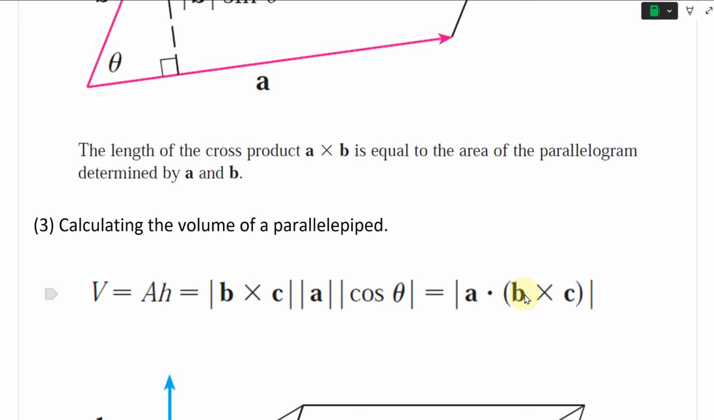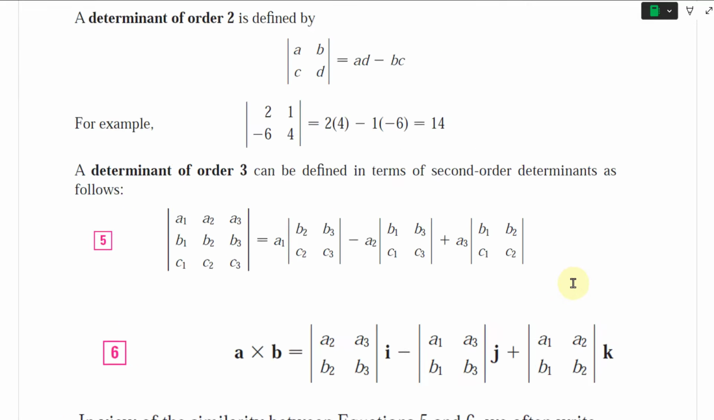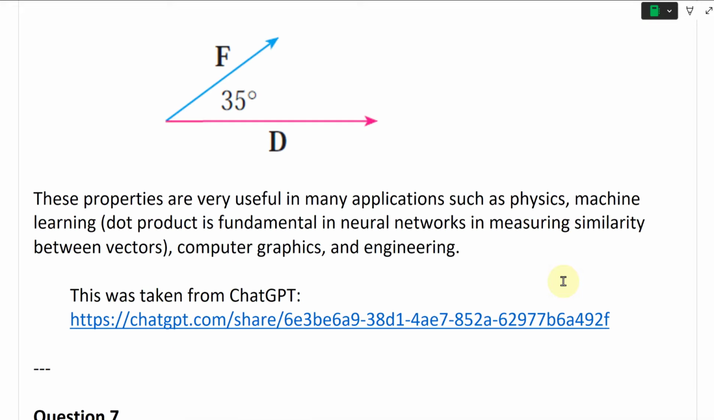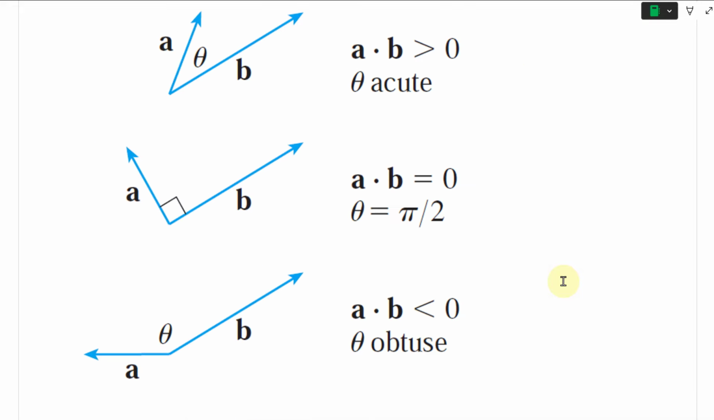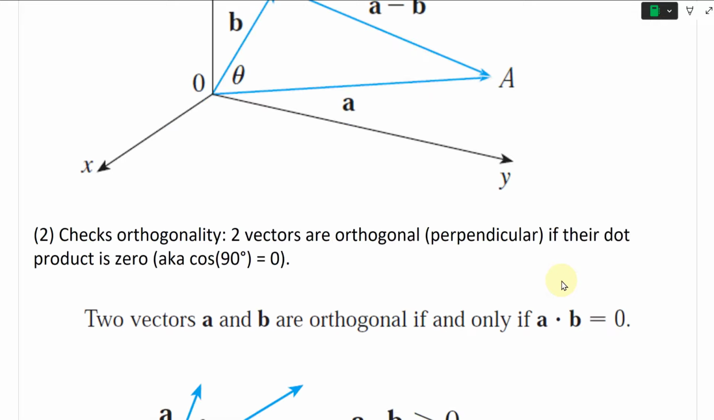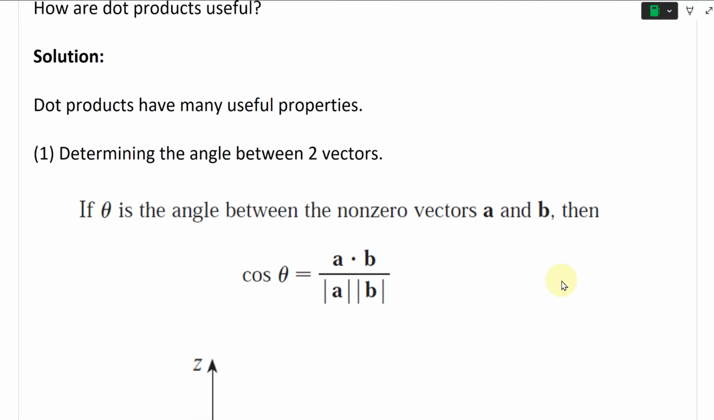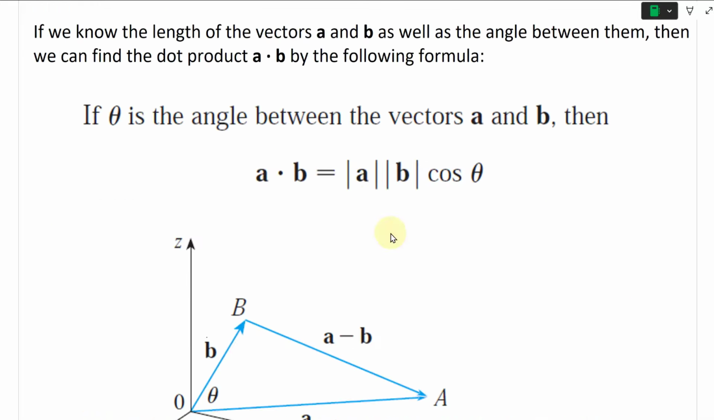So A dot B cross C, and you can recall the dot product. Let's go see what the dot product is. Where's the formula for the dot product? Yeah, the dot product is just equal to length A times length B times cosine theta.